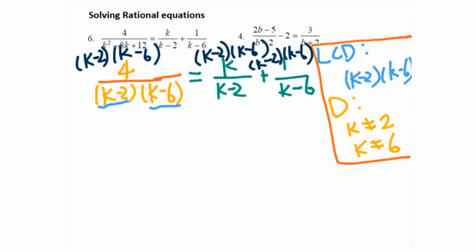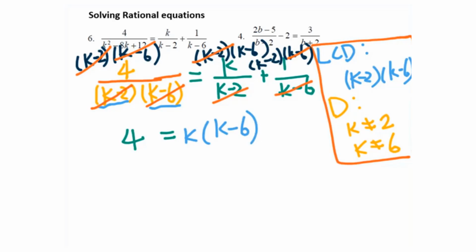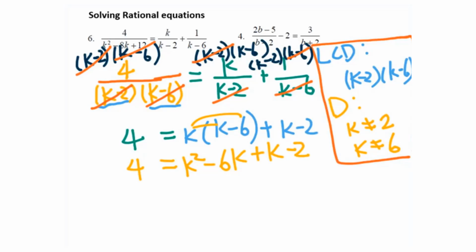Then reduce. k minus 2, k minus 6. So only 4 left on the left side. k minus 2, k minus 2. k minus 6, k minus 6. Therefore, you will get k times k minus 6 plus 1 times k minus 2. So you will get 4 equals, distributive property, k squared minus 6k plus k minus 2.